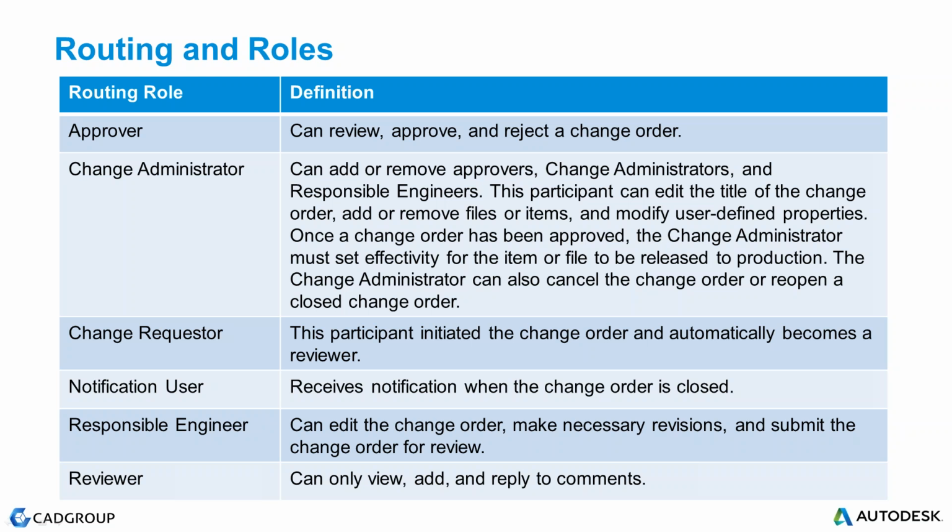The notification user is just somebody who will receive notifications when things are done. So the ECOs or the change orders automatically send out emails to the relevant people. When it hits the work stage and the change administrator needs to do something, it will send that person an email. When it needs to be approved, it will send the approver an email. So that's the notification user.